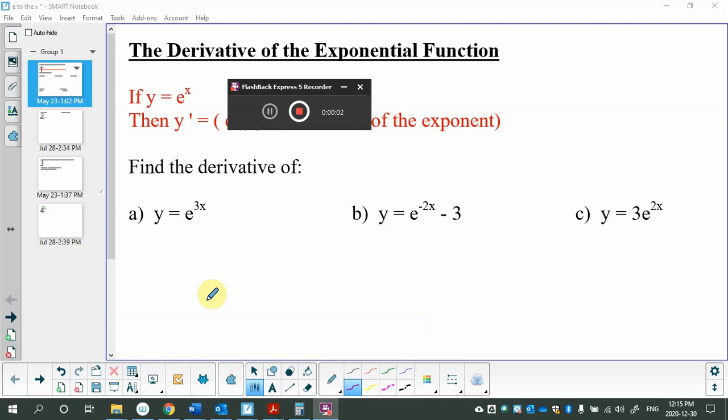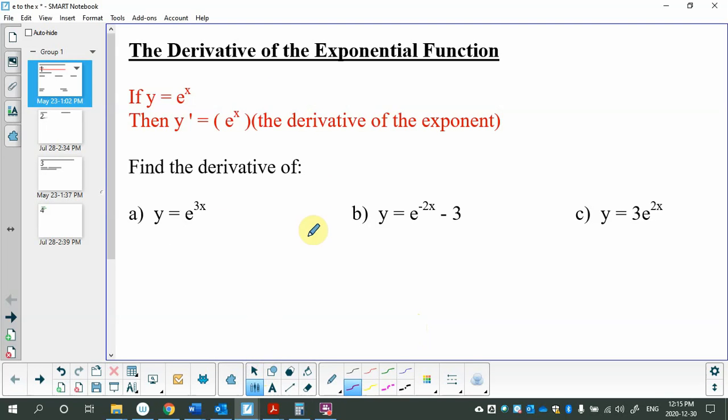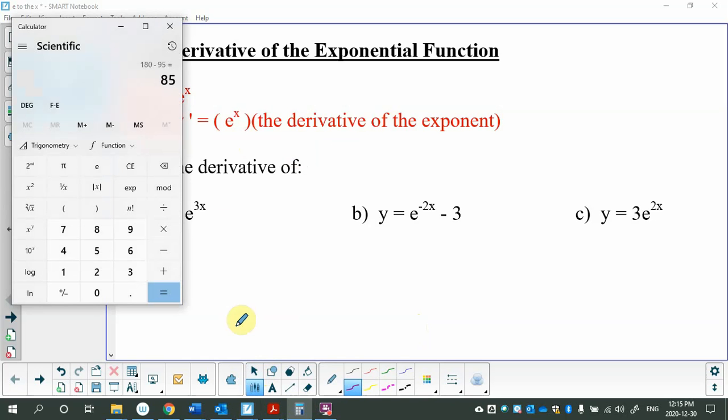Time for a little more logarithm related information. So this is e to the x. A reminder that e is 2.718281828. Yeah, you get the message.